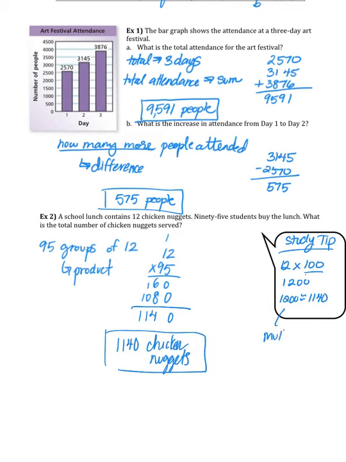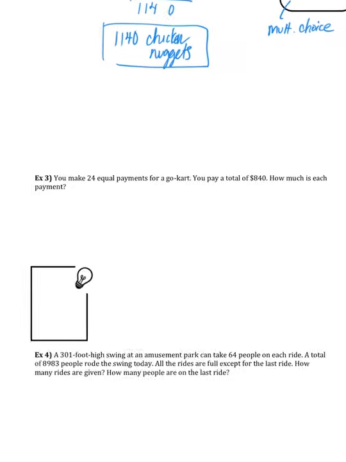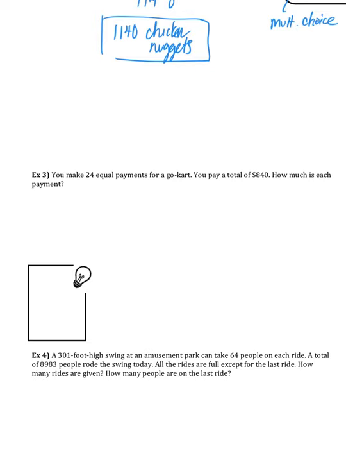So just remember, this might kind of help out with some multiple choice. Not necessarily for our quizzes because you're not timed, but when it comes to tests and things like that, always make sure that your answer makes sense. All right, so then for example 3, you're going to make 24 equal payments for a go-kart. You pay a total of $840 and you want to find out how much each payment is.